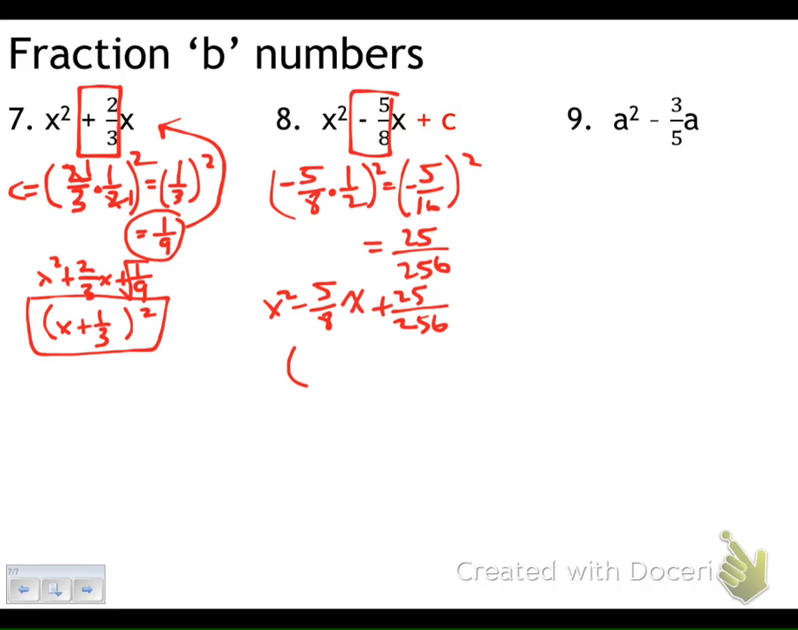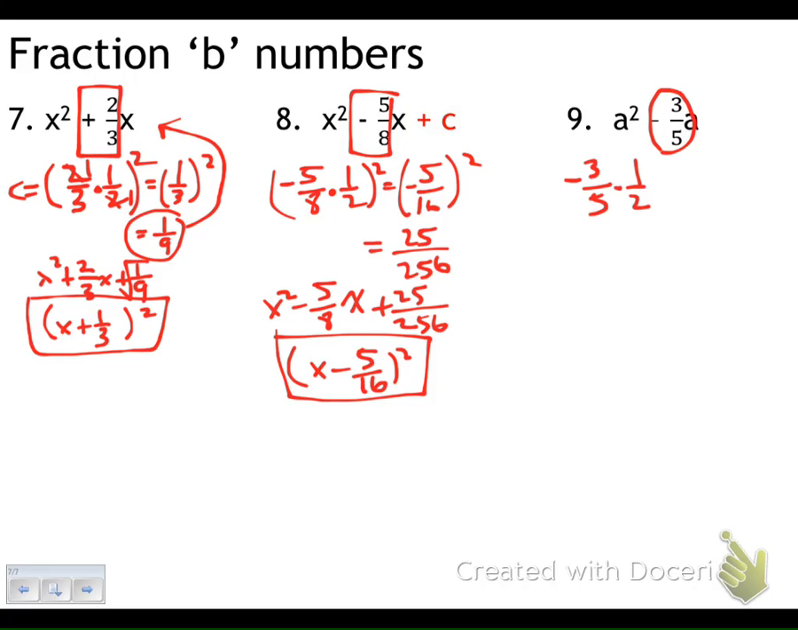And then we go ahead and do x minus, and either we take the square root of 25 and 256, or we find that it's right there, 5 over 16. And again, always in your work. And lastly, number 9, take our -3/5. Don't forget that negative symbol. It's the biggest mistake I see. Multiply by 1/2, square. We can't cancel anything out.